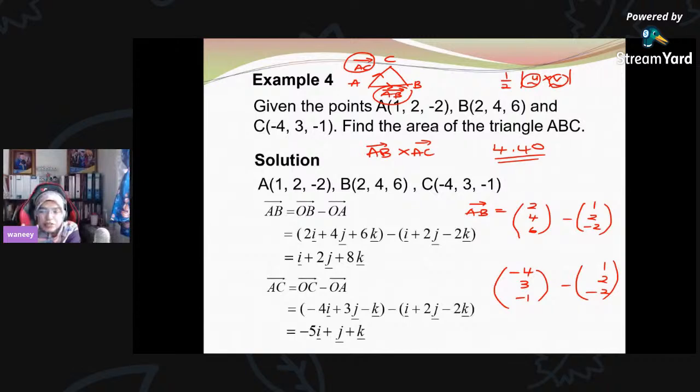2 more minutes to go. Don't forget to calculate the cross product for AB and AC first, then calculate its magnitude. That is the second step. The third step, don't forget to times the magnitude with 1/2. So calculate the cross product, find the magnitude, times with half. Let's see how many of you get the answer by 4:40.